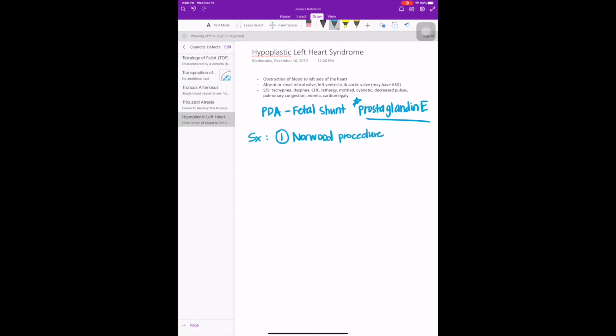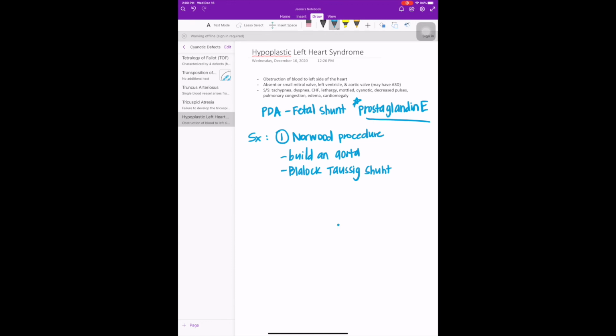They usually do this one within the first 2 weeks of life. This is where they're going to build an aorta, at least a bigger one if there is one that's smaller. And they're also going to use that Blalock-Taussig shunt. This is to help, if the PDA does close, at least they have some sort of shunt to provide blood to the body. Even if it's not super oxygen rich, at least the body is getting some sort of oxygenation.